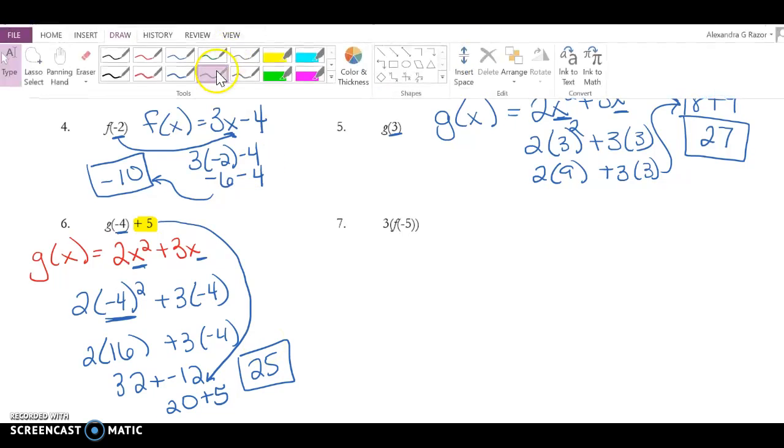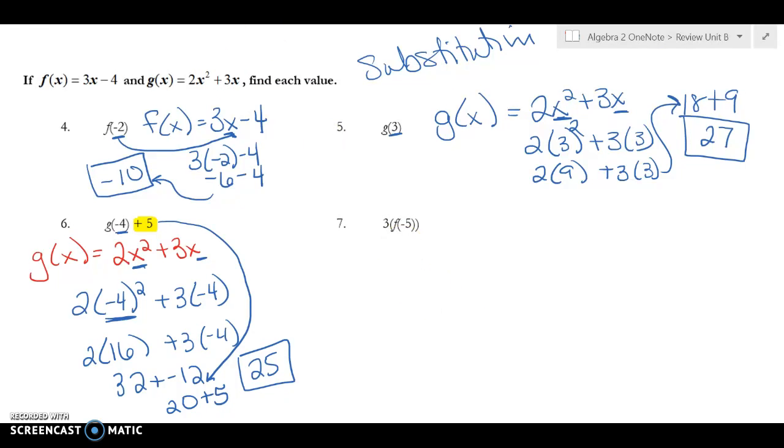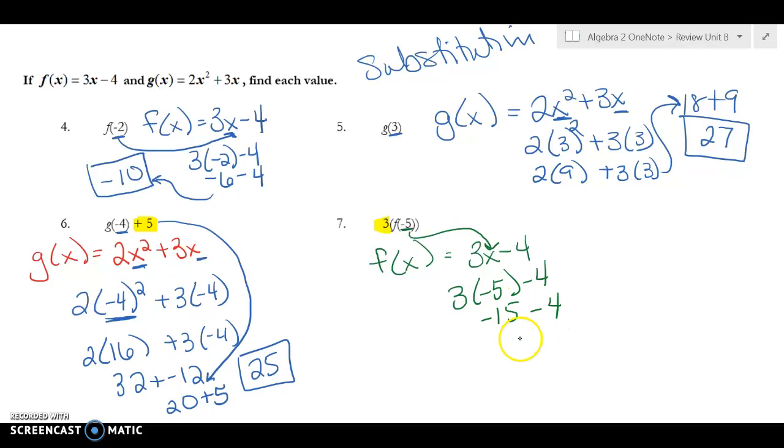All right, this last problem on the right, again, I'm going to focus on the inside. I'm going to ignore this right here. And so I'm using the f function, so I'm going to write the f function. It's 3x minus 4. Instead of x, I'm going to plug in a -5. So 3 times -5 minus 4. So that's -15 minus 4, which is -19.